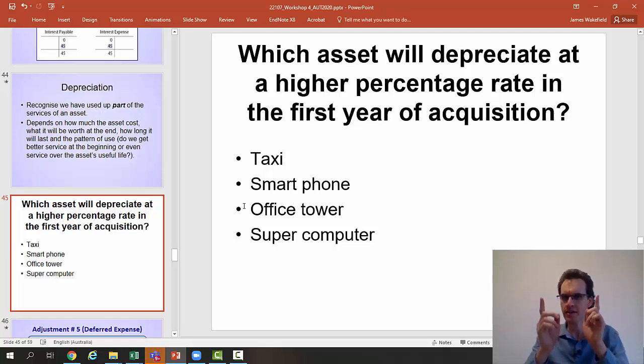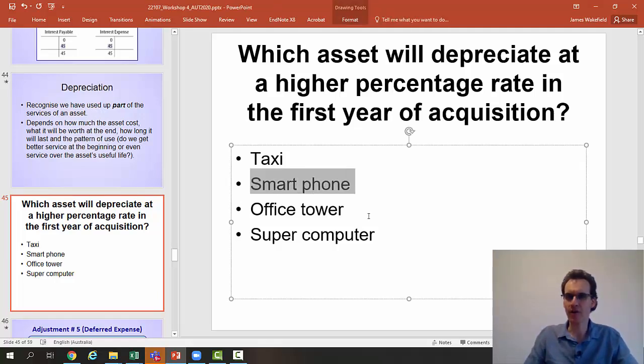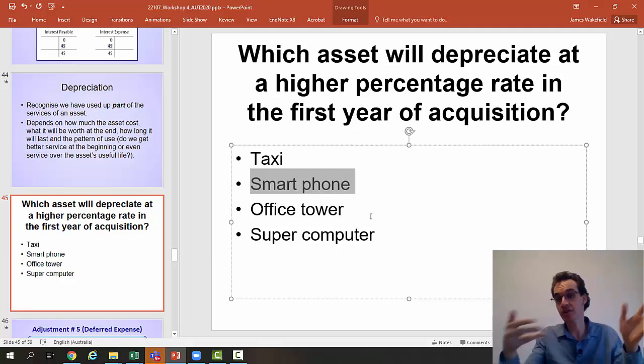Now, I asked you specifically in this case, what asset will have the highest rate of depreciation in the first year? And some of you would have indicated the smartphone. And that's a good answer because for a lot of you, you might have your phone for 2 years and at the end of 2 years, it's worthless, doesn't work anymore, etc. and you need to buy a new one. So that basically means for every year you own it, you use up half of the value. So the percentage rate of depreciation is 50% per year because you assume you generally get nothing for a phone at the end of its useful life.